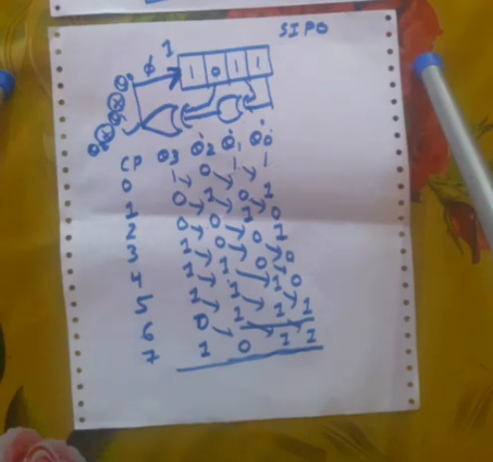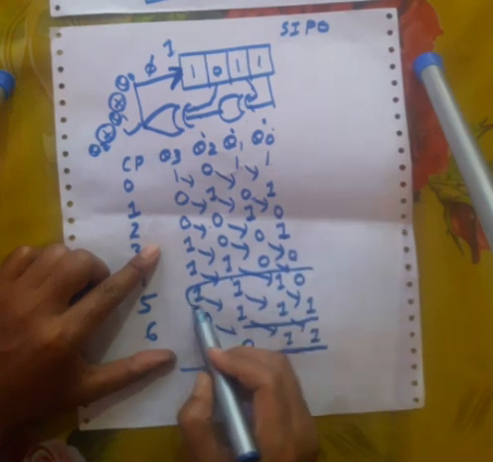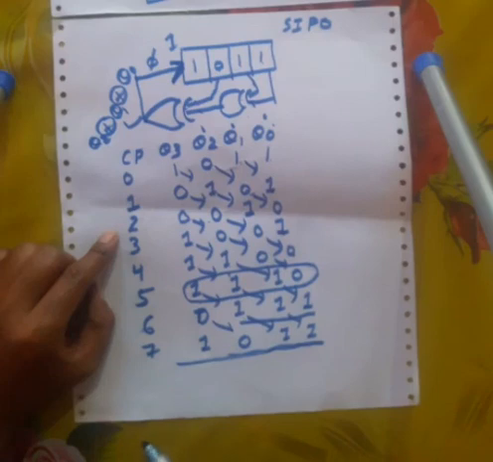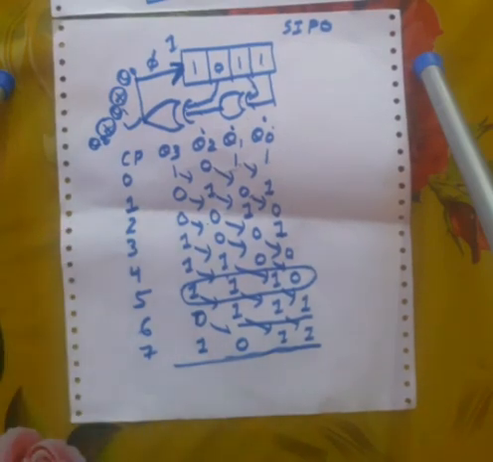Suppose the question is: initially the register is loaded with 1011. After how many clock pulses will the data be 1110? So you can determine after 5 clock pulse. Okay, in this way you can calculate the value in serial in parallel out register.